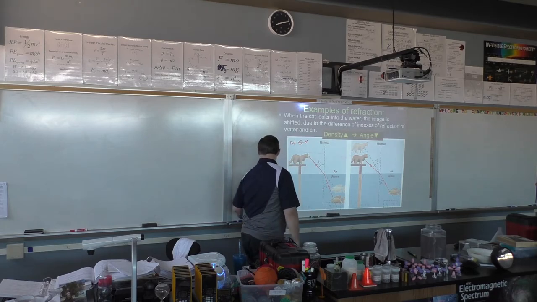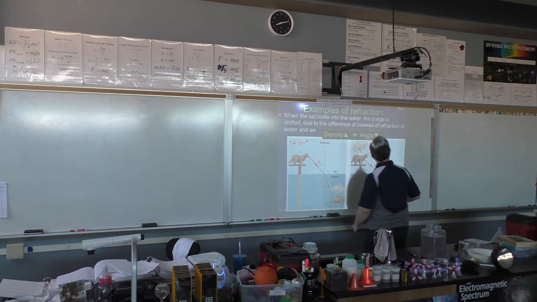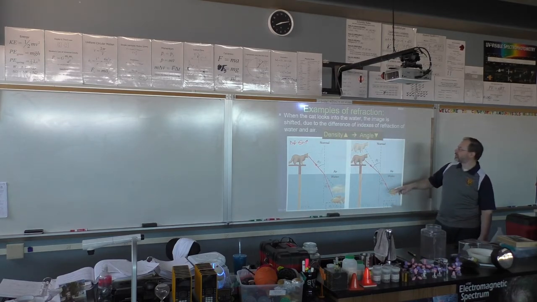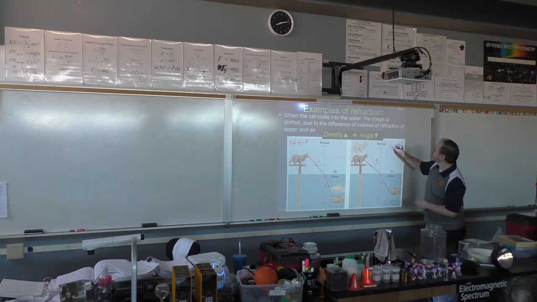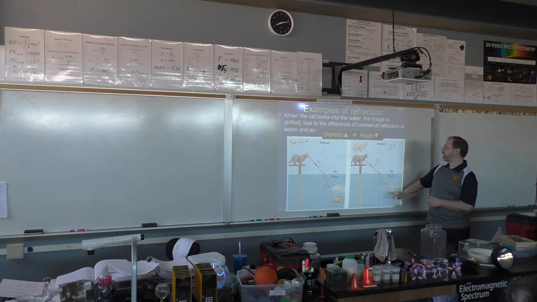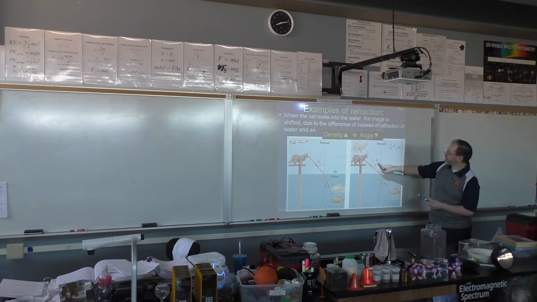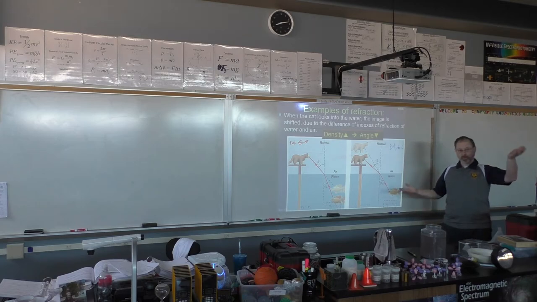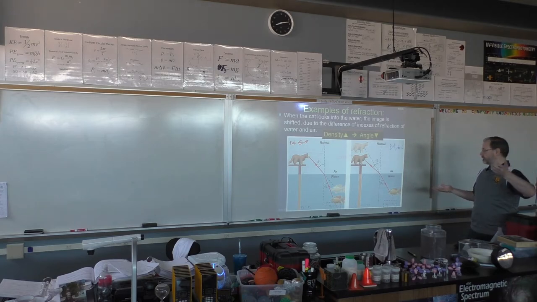On the other case, over here, the light is going from air to water. And as it goes from air to water, the density goes up. Water is more dense, so you would expect the angle of refraction to go down, and it does. This is the angle of incidence, this is the angle of refraction. Cool? All right.